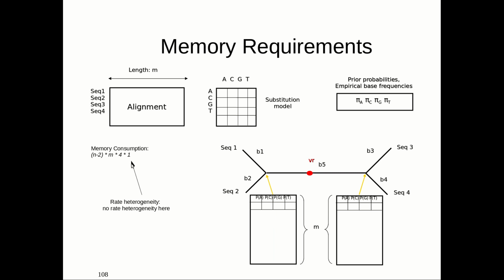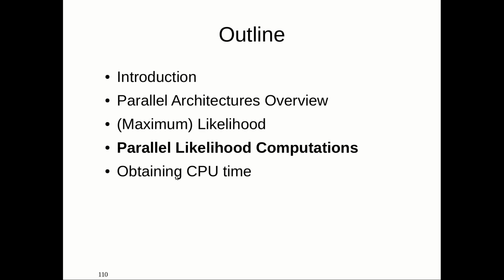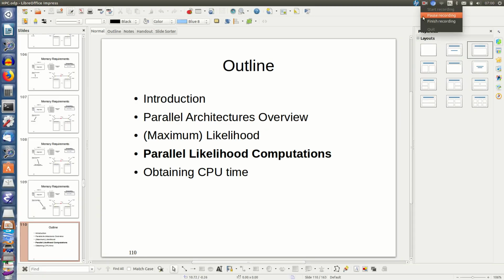Then I need to take into account the impact of the rate heterogeneity model I'm using. Here we're not using rate heterogeneity, so the factor is 1. If we use a gamma model with 4 discrete rates, the factor will be 4. And then finally, I multiply that with 8 bytes, the number of bytes I need for storing a double precision value, an arithmetic approximation or representation of the real numbers on a computer system. And that's it. Next step is to talk about parallel likelihood calculations.